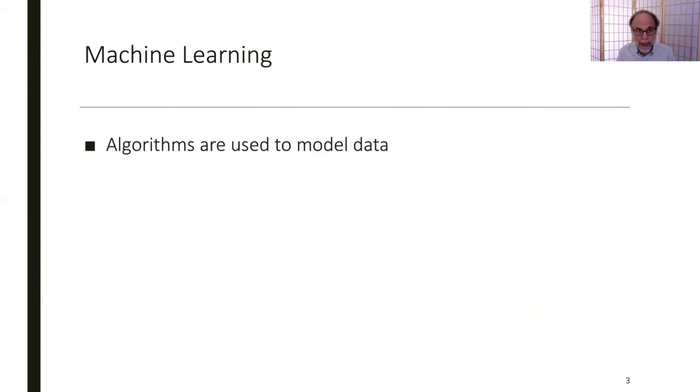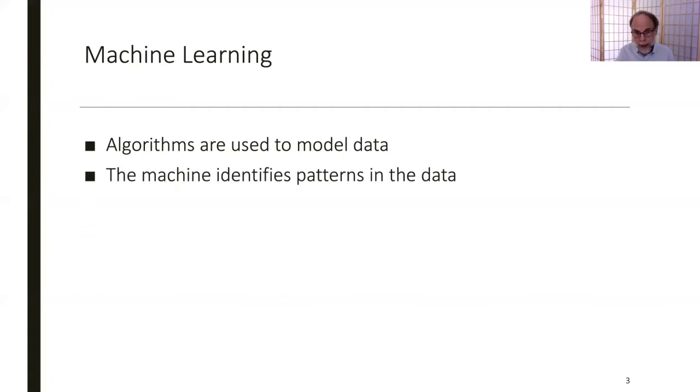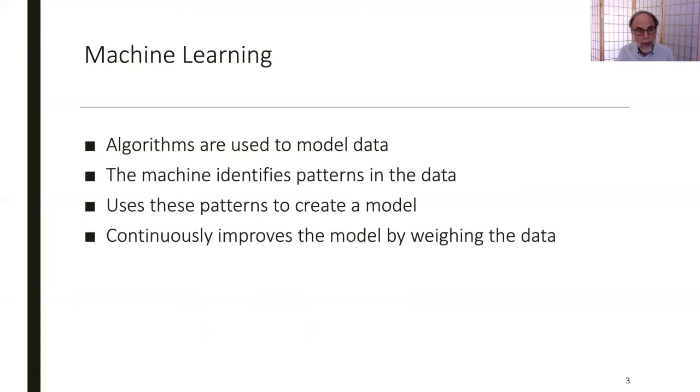What is machine learning? At its simplest, it's algorithms that are used to model data. And the data, of course, in this case, is patient data. The machine identifies patterns in the data, and then it uses the patterns to create a model. A key aspect of machine learning is that it continuously improves itself by weighing the data. It goes back over the data and says, well, maybe this piece of data is more important than that piece of data in terms of establishing the model. And the goal, of course, is to come up with the best model that the investigator is seeking.